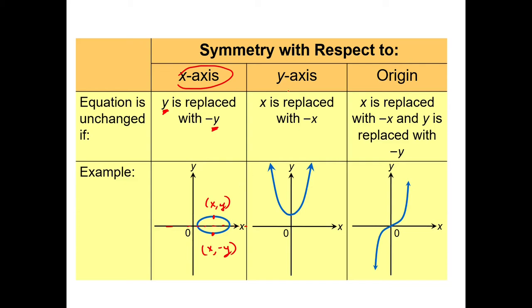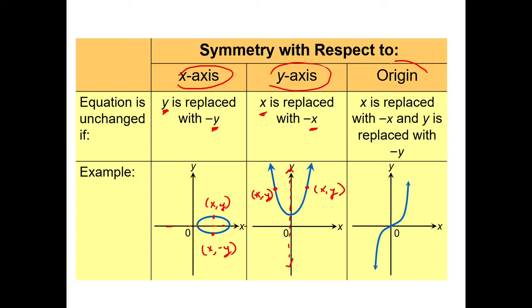If you're going to be symmetric about the y-axis, you have to replace x with negative x and get the same equation. Let's consider the point (x, y). It gets reflected to the other side, to the point (negative x, y), and that's why it's symmetric about the y-axis.